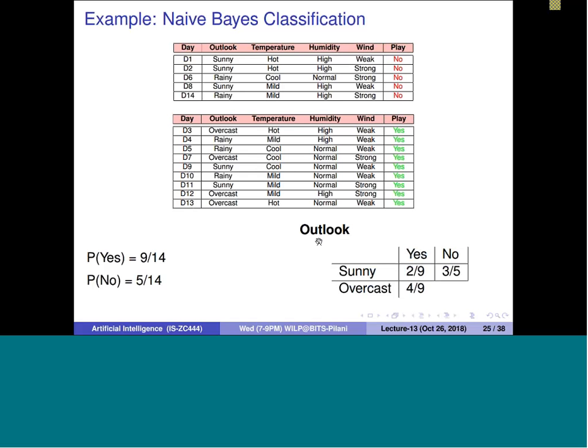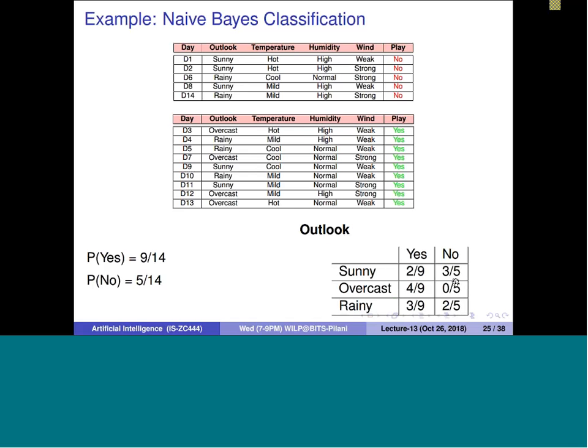What is the probability that it is overcast given yes? Overcast: 1, 2, 3, 4. 4 places. 4 by 9. What is the probability of overcast given no? In the no area, what is the probability that it is overcast? Tell me. In the no, 0. All right, 0. And what other values are possible? Rainy. Rainy given yes, what is the probability? 3 by 9. Rainy given no, what is the probability? 2 by 5. So everybody can find this out.